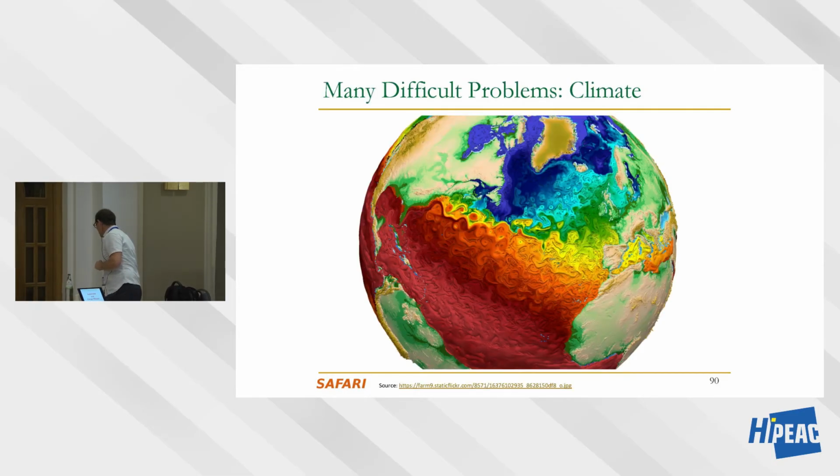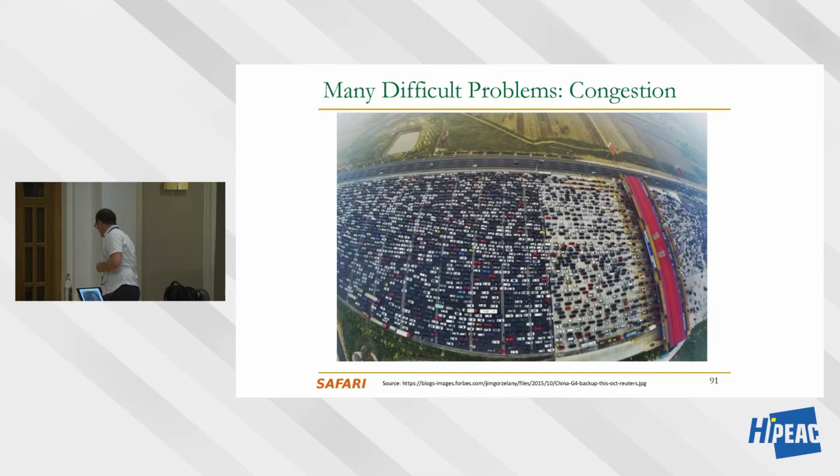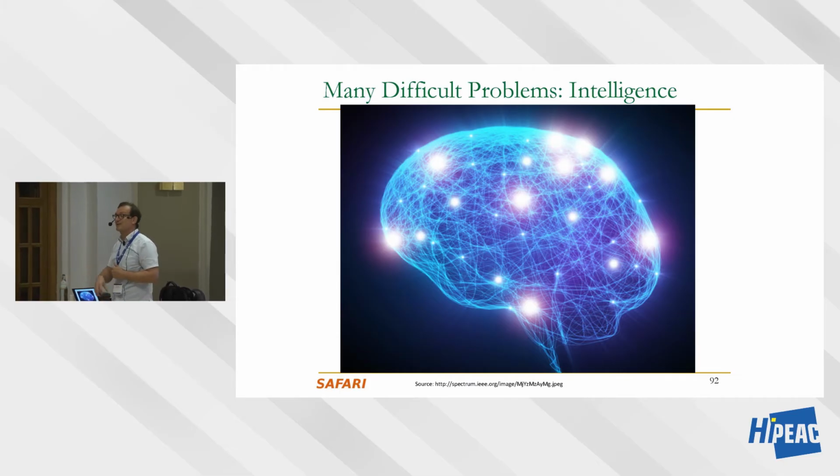And then performance. We have a lot of difficult problems. Climate is a problem that we created as humans. We need to solve it somehow. Congestion, another problem we created perhaps. But there are other problems that we have not created. We cannot understand, like intelligence, right? What are the fundamentals of intelligence? How does it work? Can we actually really imitate it?